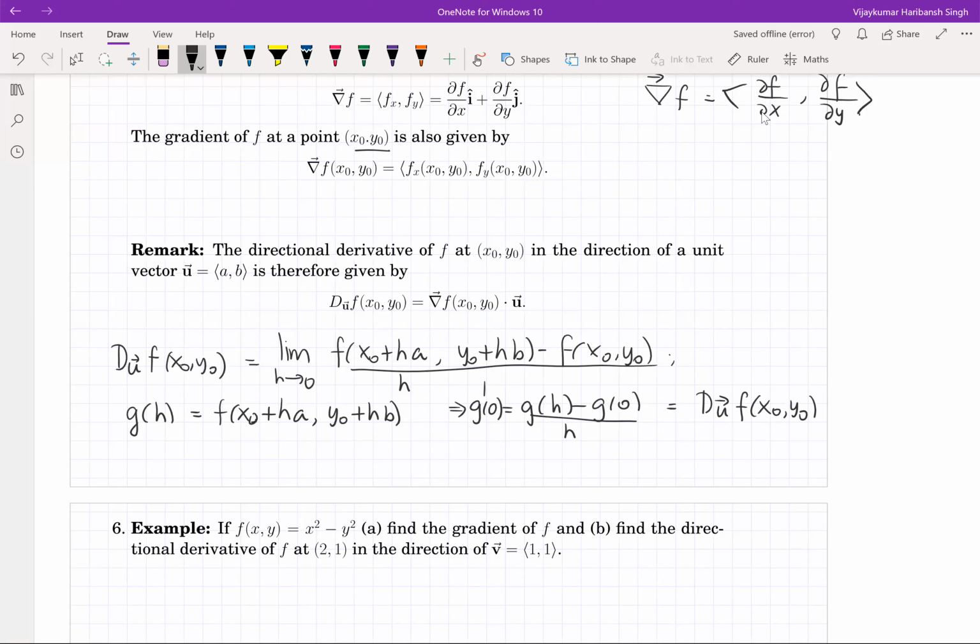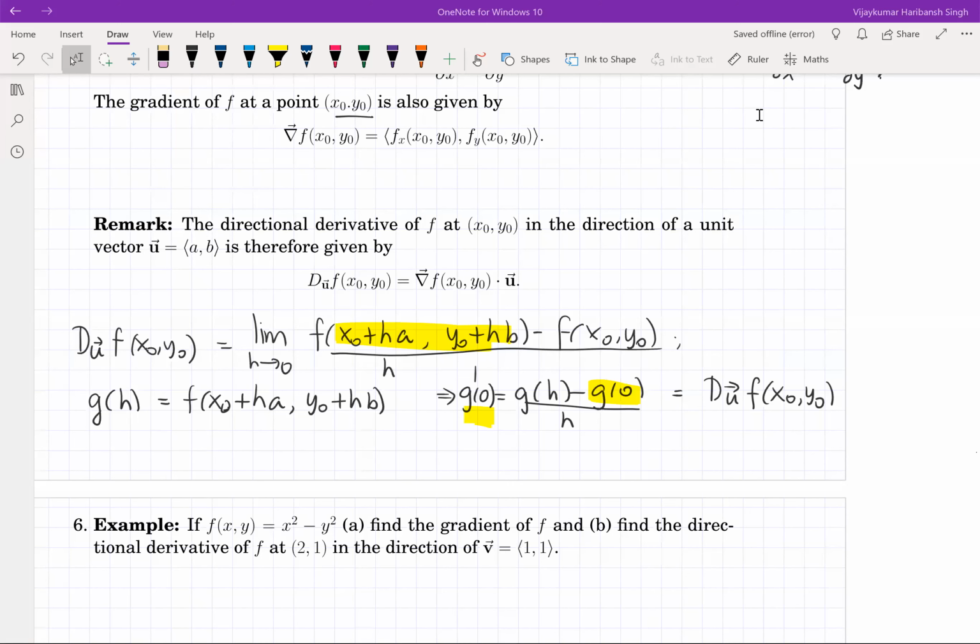Because just take g of h. g of h is this part here. What is g of 0? g of 0 is taking h equal to 0 in both of these, which is going to be f of x naught y naught, and then divided by h. So this object and these two objects are same. So you see that du of f at x naught y naught is your g prime of 0. So why did we do this? Because g prime of 0 is easy to compute.